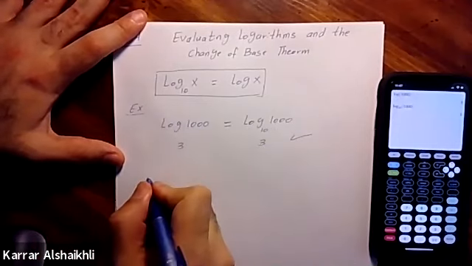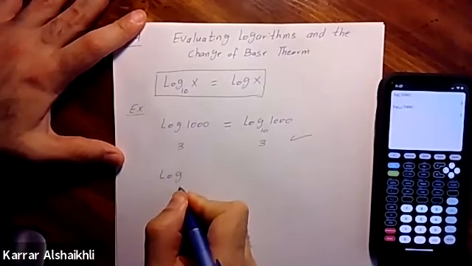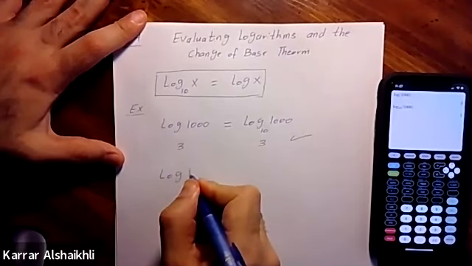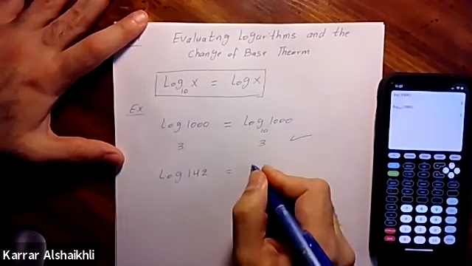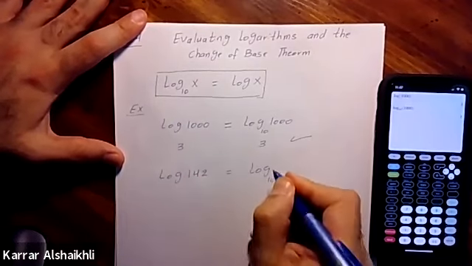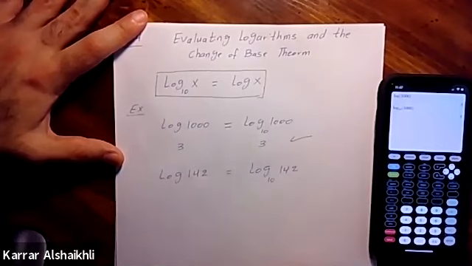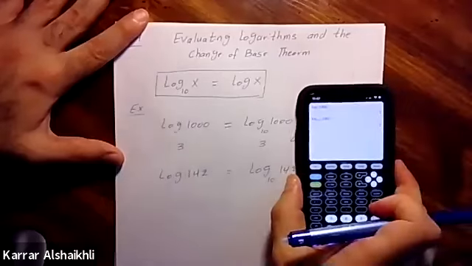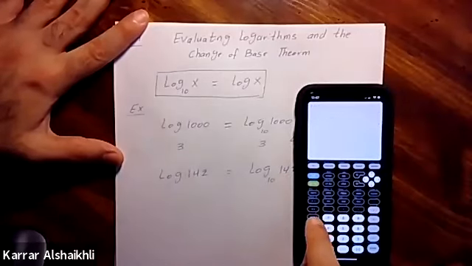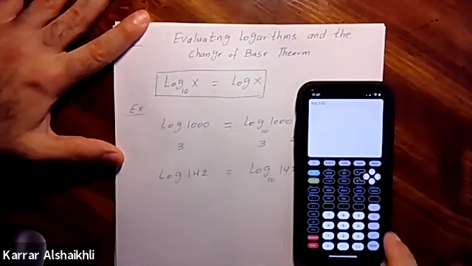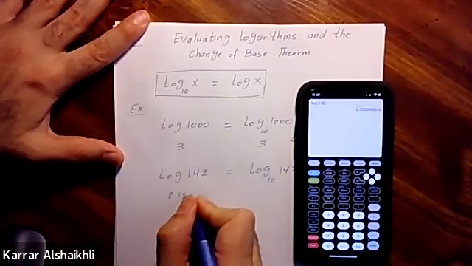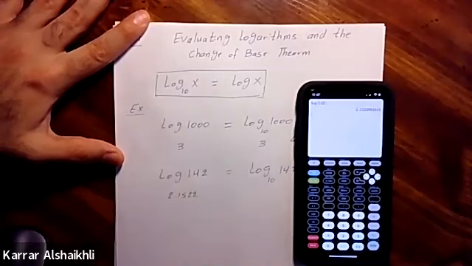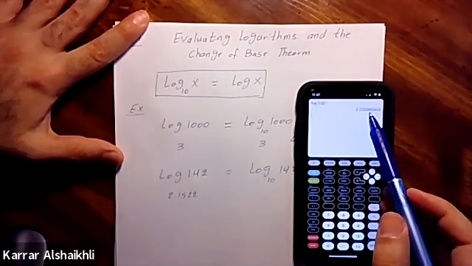Here's another example. If they're telling you to find log of 142, there's no base. There's no base here, that means it's log to the base 10 of 142. If you want to use the calculator, just click on the log, 142, close the parentheses, and it's going to be 2.15, let's say 2.152. I'm just going to take 3 numbers.